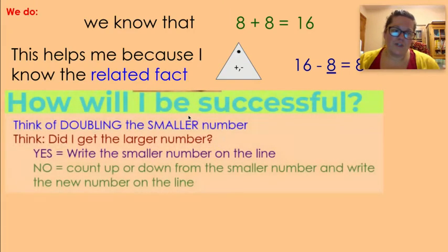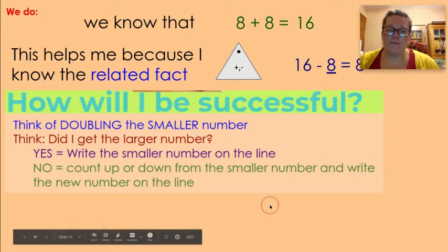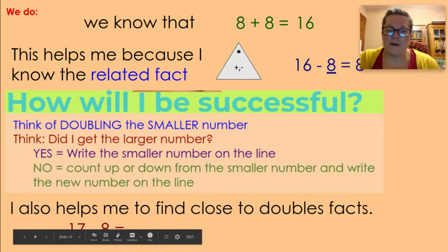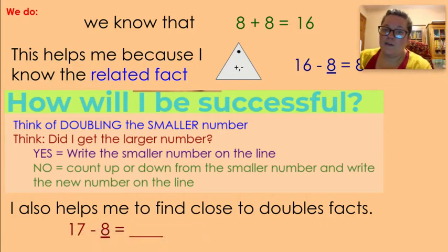All right, so we're going to look at a couple facts that are close to that, and we're going to think of doubling the smaller number. So if we had 17 minus 8, we see that 8 is underlined because it's a smaller number. So if we doubled 8 plus 8, we know that's 16. Did you get the answer 17, the larger number? No, so it's one more. So we're going to count up one more. So we added 8, right? So if we add 8, we're going to count one more. So that would be 9. So 8 plus 9 equals 17.